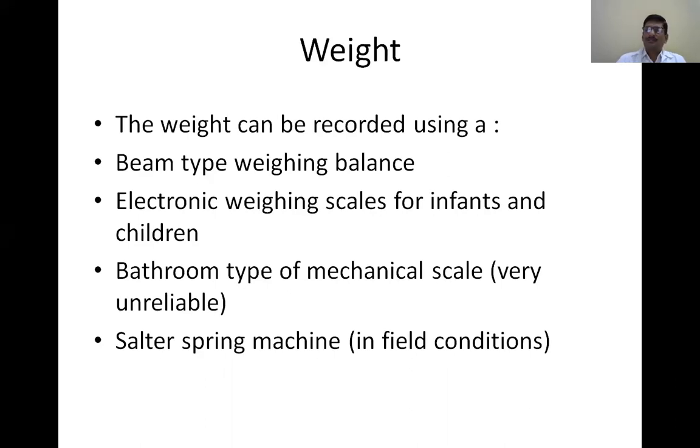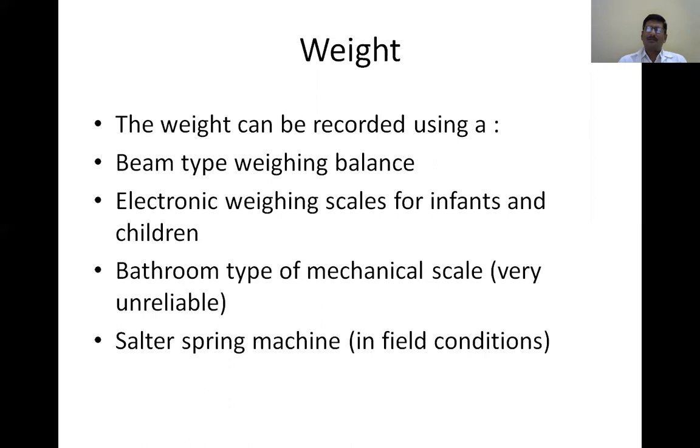As we are talking about children, we should know various settings. There are various types of measuring instruments used, and weight is usually recorded using a beam type of weighing balance. In the beam type, the beam will be there where kilograms will be marked, and you can stand on it or put the baby there and measure the weight. And we have modern electronic weighing scales for children and infants. And there are bathroom type mechanical scales which are normally used for adults.